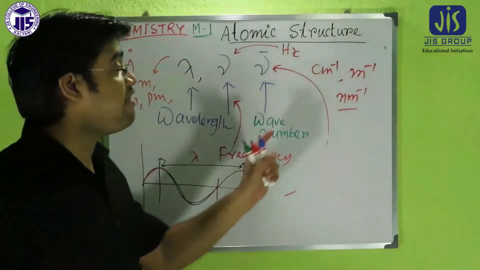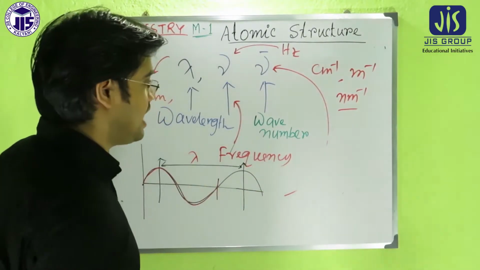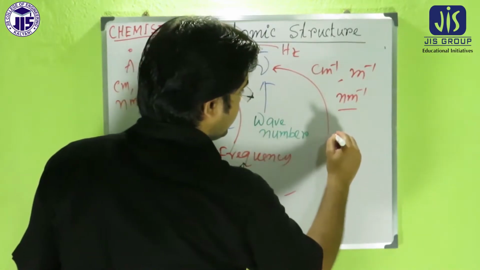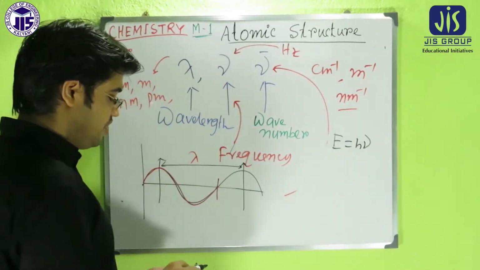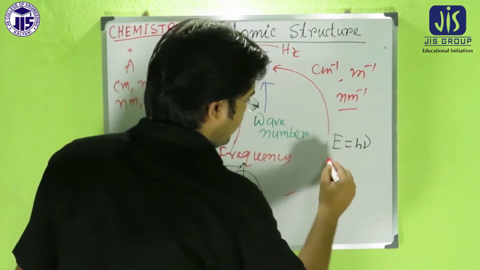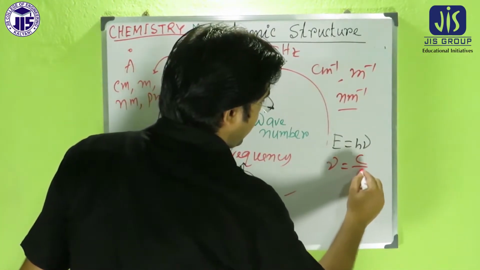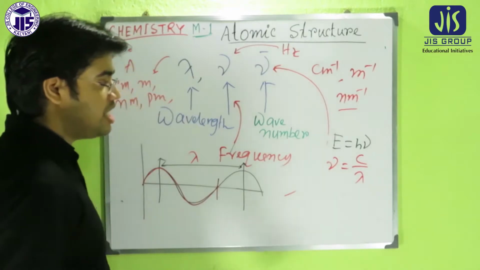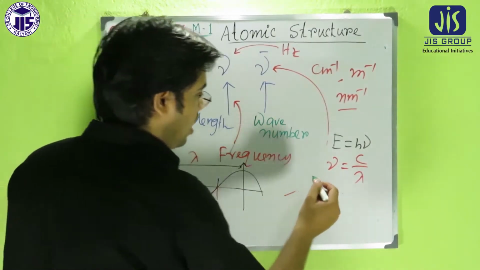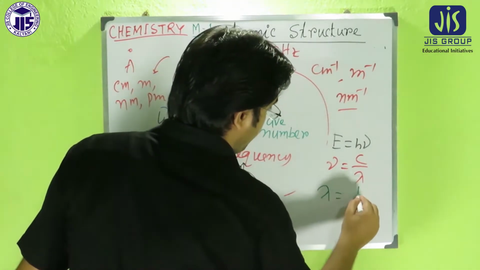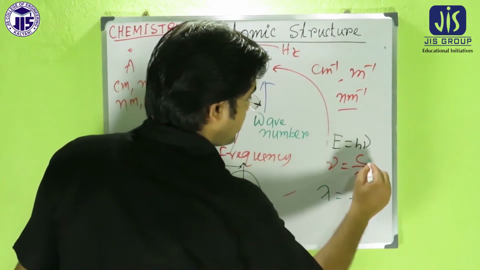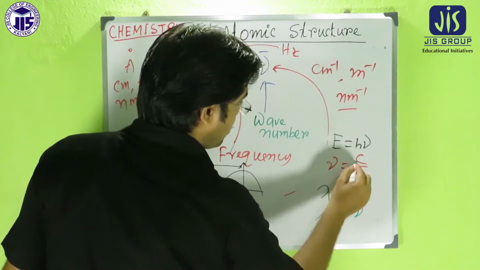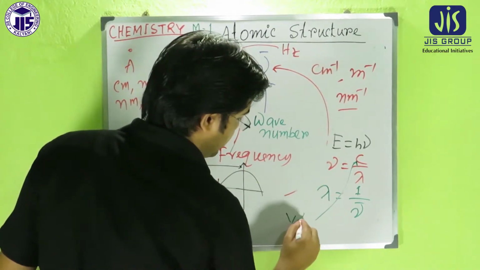Each and every term is also interrelated. Like all of you know very well that E is equal to h nu. Then nu is equal to c by lambda. Again, lambda is equal to 1 by nu bar. Now what is c? C is the velocity of light.